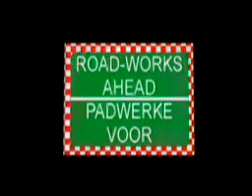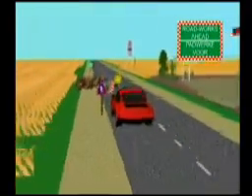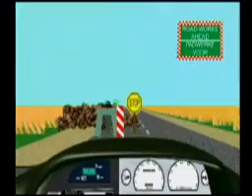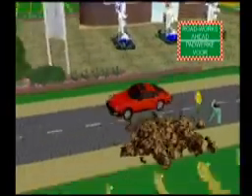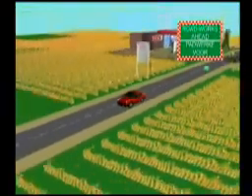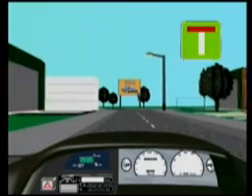Information road signs. Roadworks ahead. This sign indicates that construction is being done on the road or surroundings. One should slow down as there are usually workers or construction vehicles up ahead. Cul-de-sac. The cul-de-sac indicates that the road runs into a dead end.